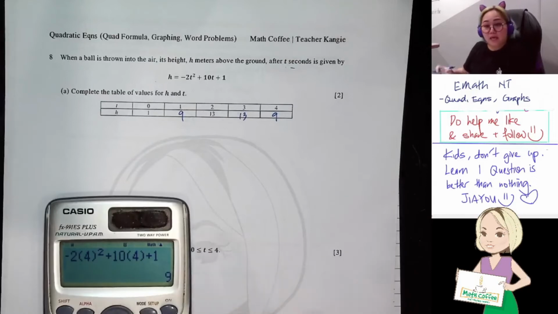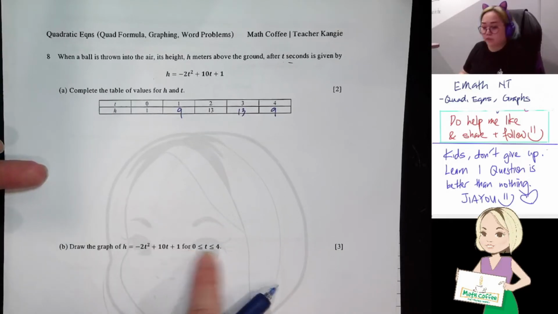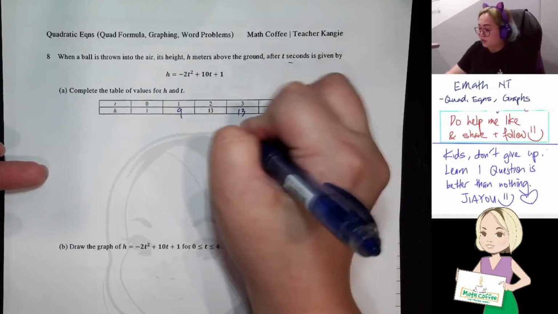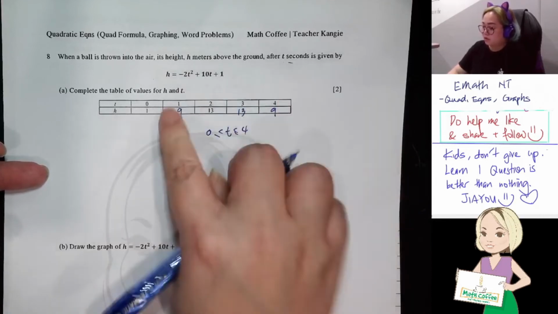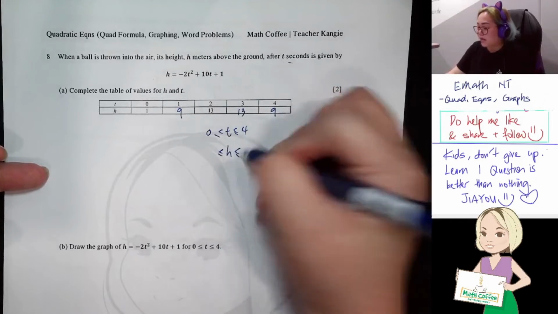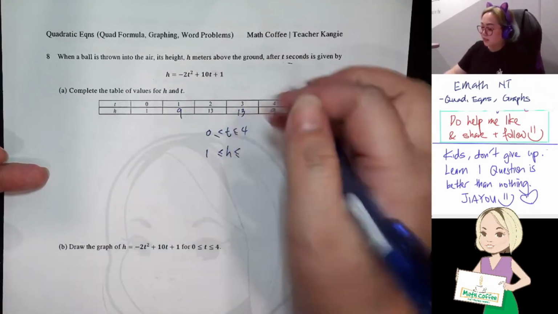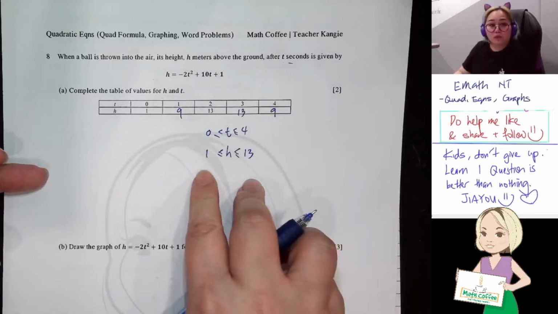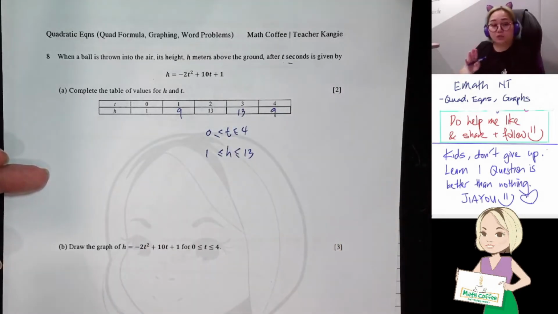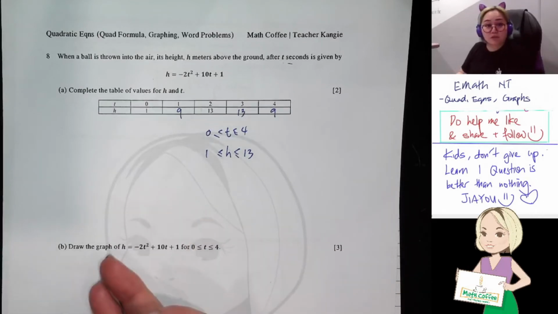So next, again, you have to plan your drawing. You have to find out what is the range that you want to draw. They also tell you to draw from 0 to 4, so you will know that your T is from 0 to 4. Then for the H, I need to find what is the lowest and what is the highest. The lowest over here is 1. The highest is 13. So I need to know that on my H-axis, I need to draw up to at least 13. So with that, we are ready to draw our graph.